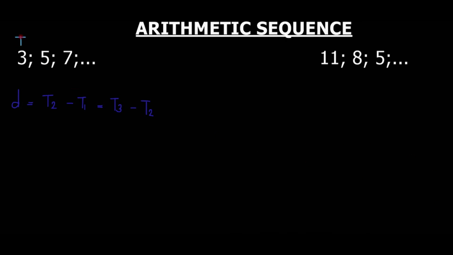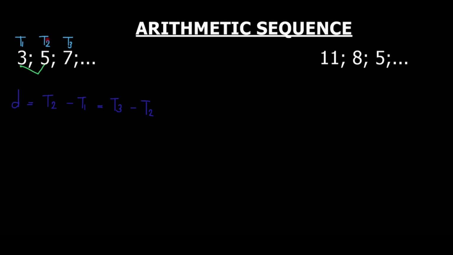So, this is our term number 1. And this is our term number 2. This is our term number 3. These 3 dots mean there are some other terms after 7. And then those terms differ. Now, every time you see a sequence, you try to check for the constant difference between the terms. The constant difference between the terms is T2 minus T1. It's also T3 minus T2.